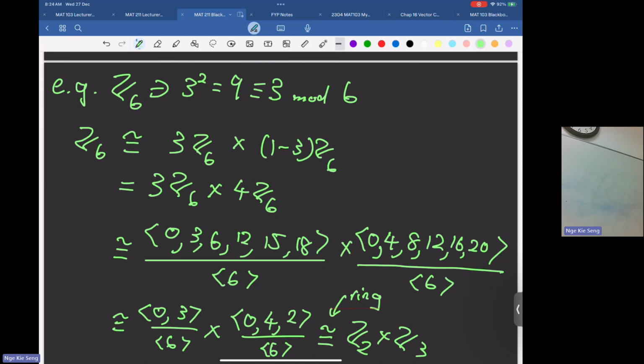Okay, so 3Z6 is actually Z2. 4Z6 is actually Z3. Any question up to here? Yes.